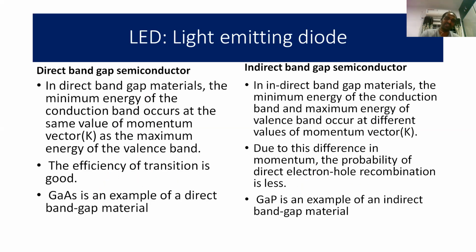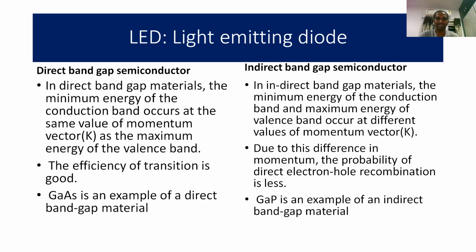What are the basic differences between these two types of band gap semiconductors? In a direct band gap semiconductor, the minimum energy of the conduction band occurs at the same value of the momentum vector as the maximum energy of the valence band. That means there is a relevance between these two. But in the case of an indirect band gap semiconductor, the minimum energy of the conduction band and the maximum energy of the valence band occur at different values of the momentum vector. So the efficiency of the transition is very good in a direct band gap semiconductor, but in an indirect band gap semiconductor, due to mismatch of this momentum component, the probability of direct electron-hole recombination is very, very less. That's why, when compared to the direct band gap semiconductor, the efficiency is somewhat reduced here.